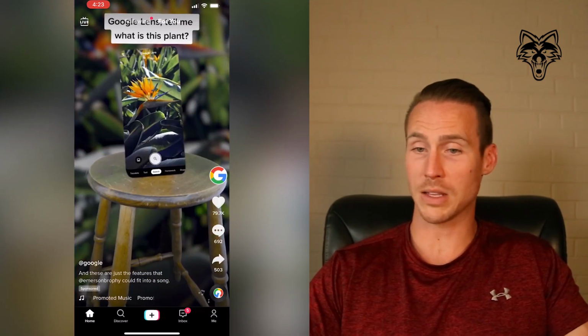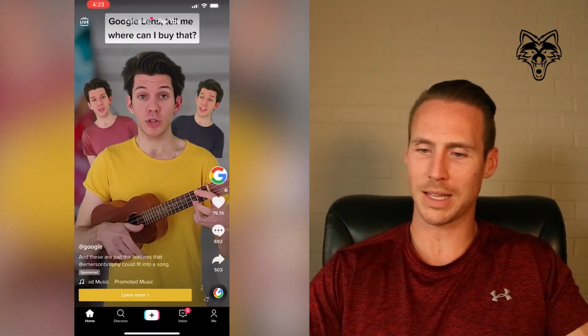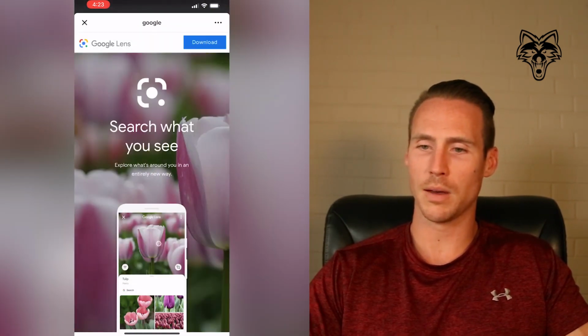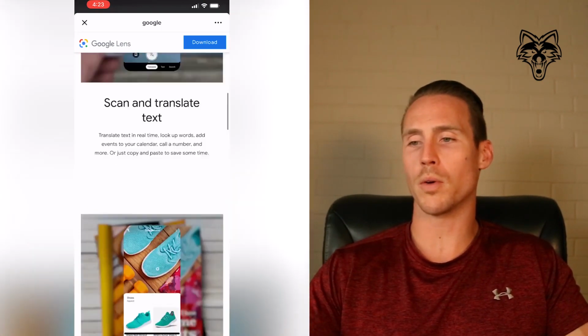This is Google running ads on TikTok. Interesting. Let's see what Google wants. Okay, Google wants me to get the Google Lens. I don't even know what that is. But anyways, you can see it's definitely different. So there is going to be a learning curve.